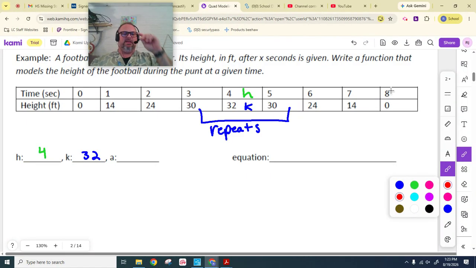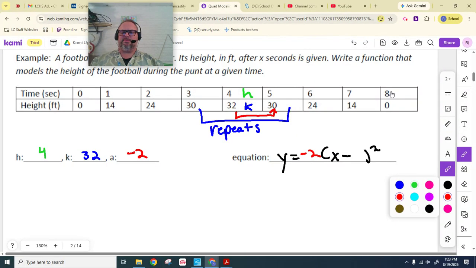Now, to find a, we go from here, this is 32, and we go to this number right here. All right, so if I was at 32 and then I went to 30, what happened? So, the a value is -2. This goes here. And this goes here.